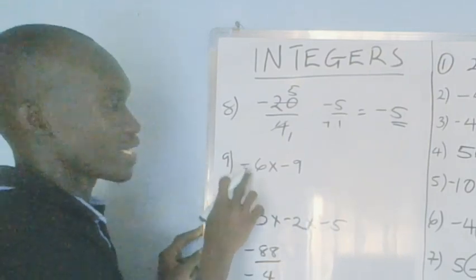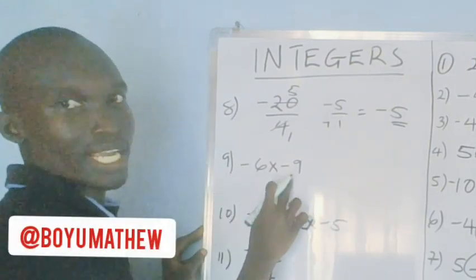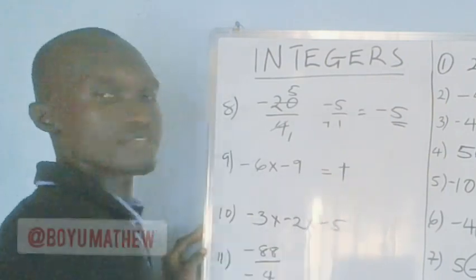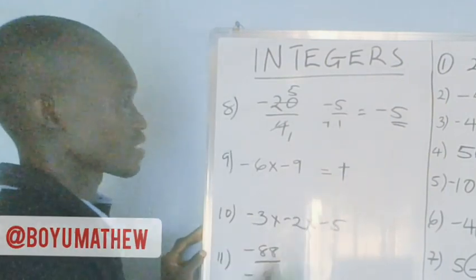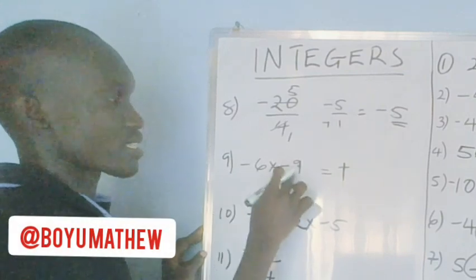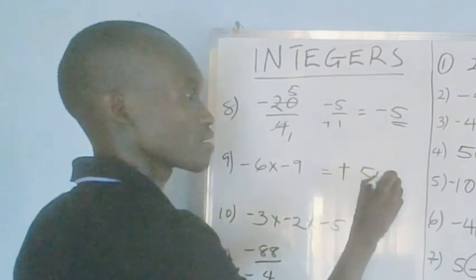Now here we are multiplying. We say the negative times a negative, that will always be positive. And then we multiply these two numbers. 6 times 9, that will be 54.